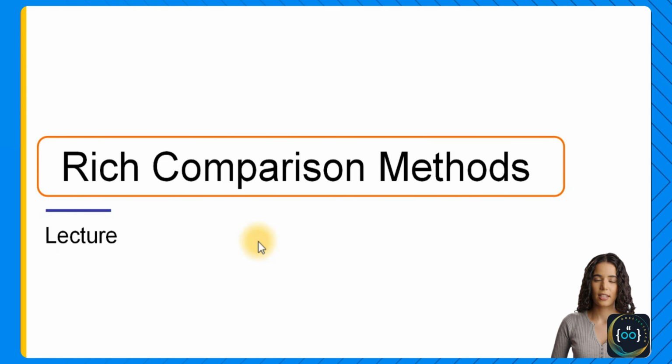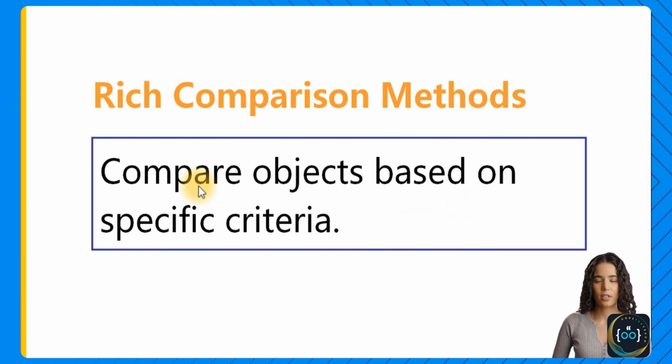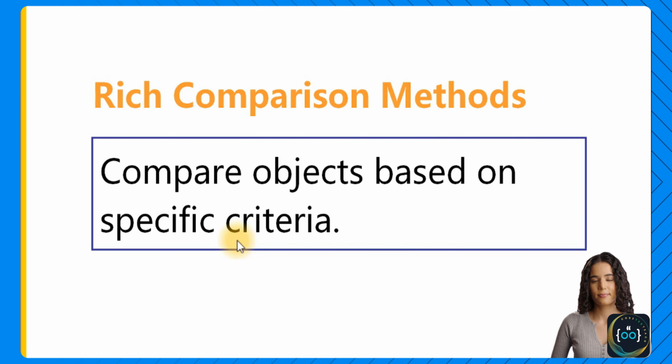Great work so far during the course. Now we're going to cover rich comparison methods. Their main purpose is to help us compare objects based on specific criteria that we are going to define in our class. Because, for example, comparing two bank accounts is not the same as comparing two coordinates or comparing two dictionaries. The criteria has to be different, and that is why these methods are super helpful.